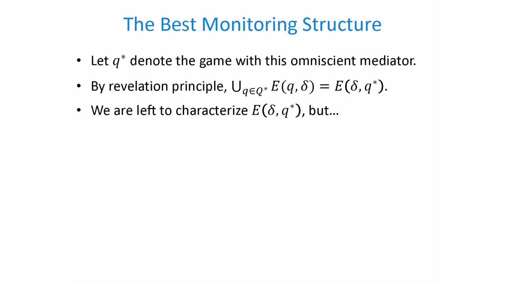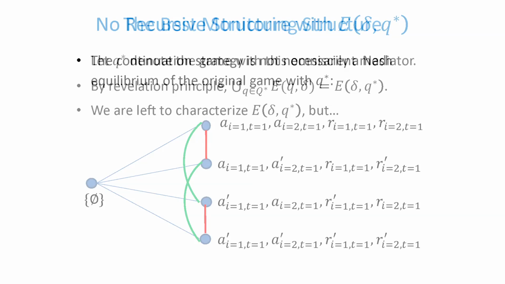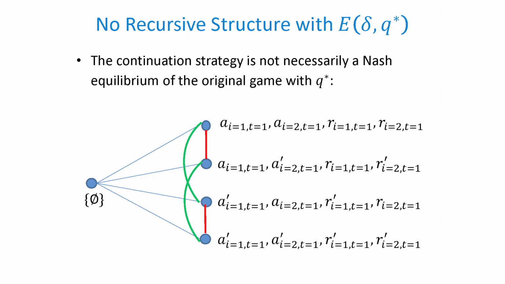Then the answer to the second question, can we characterize this set, is, I mean, we probably can, but it's very hard. And at least it's almost impossible to get a clean characterization. Why? Because there is no recursive structure in this game, in the sense that the continuation strategy is not necessarily a Nash equilibrium of the original game. The reason is that, from the beginning of the game, each player's information set is just a singleton.